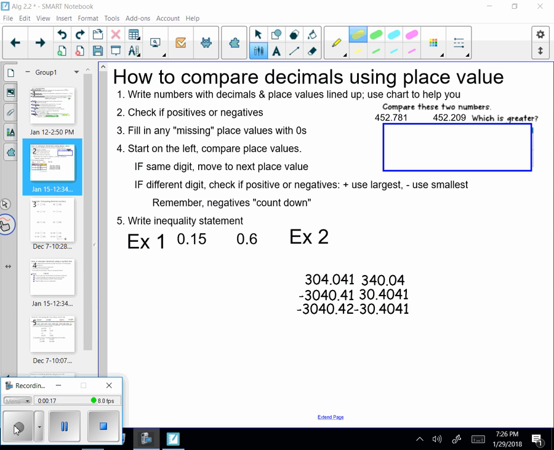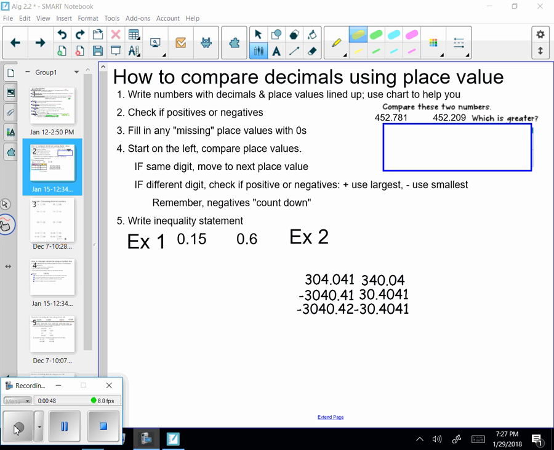Step 2. Check if positives or negatives. Remember, all negatives are smaller than positives. So if you have one positive number and one negative number, the negative is the smallest. If you have two positive numbers, it's just like you've done before. If you have two negative numbers, remember the number closest to 0 is the largest. So for some of you, it helped to think that negatives count down.